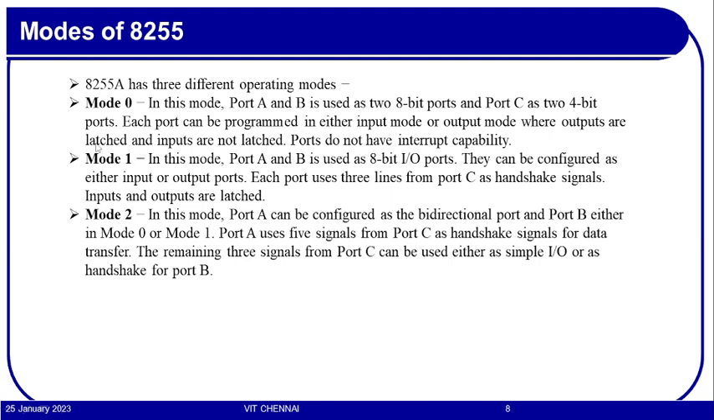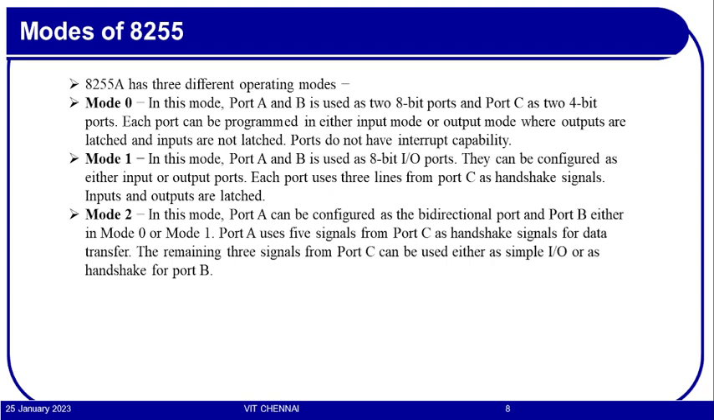Mode 1 is called handshake mode, or strobe mode. Here you will have some handshaking signals, and this mode 1 is available for port A and port B. Port A and port B can be used as input or output, and there can be handshaking signals. Handshaking means there will be a protocol, that is, the device may say it is ready.